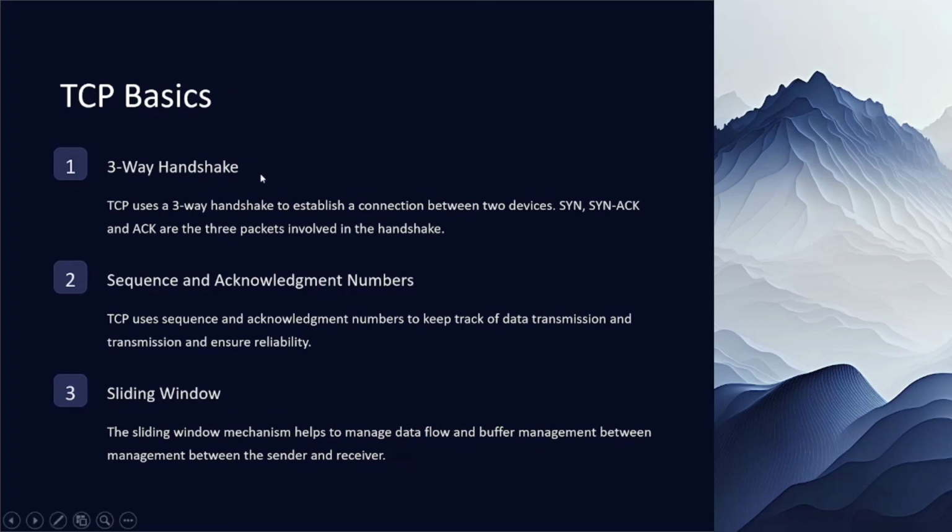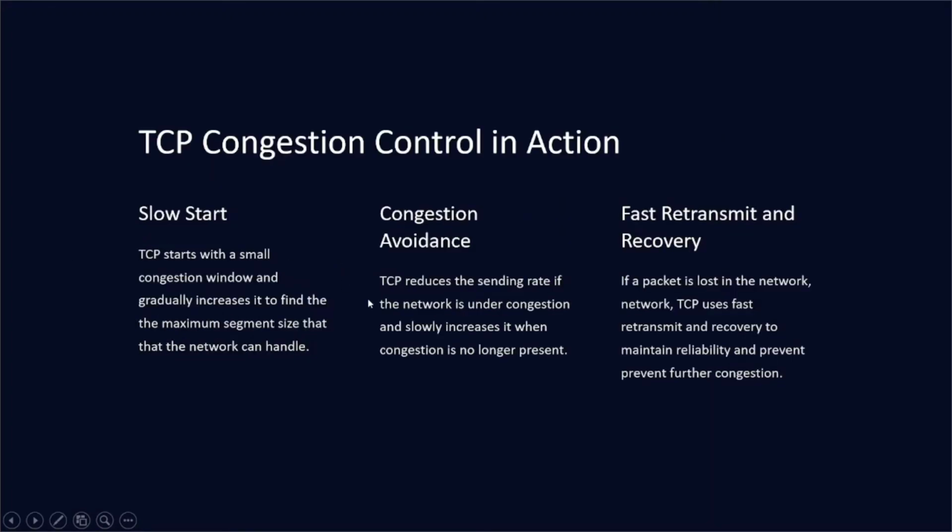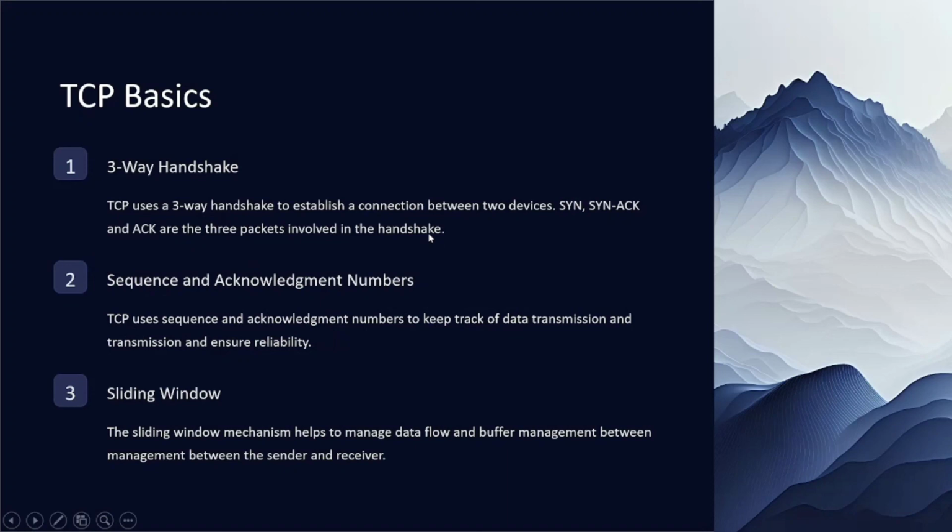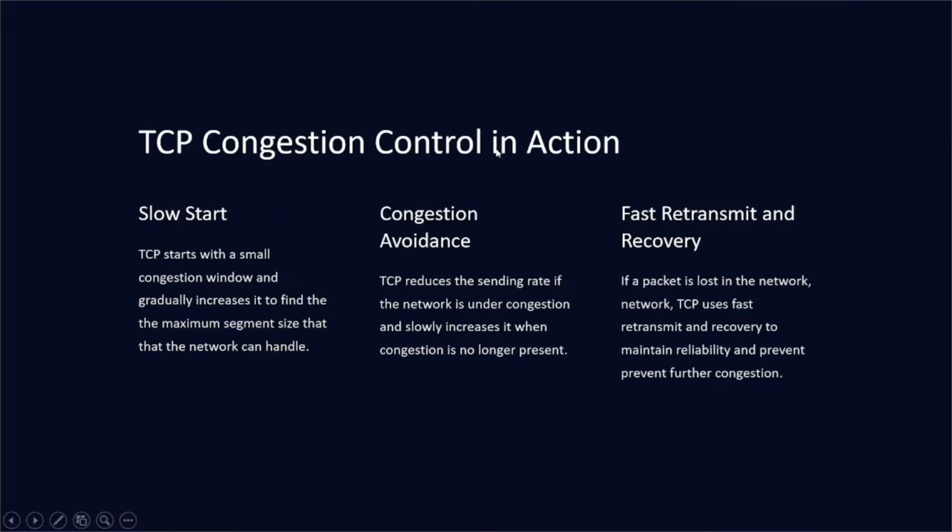That is the three-way handshake: SYN, SYN-ACK, and ACK. These three are called the three-way handshake. Sequence and acknowledgement numbers and the sliding window, we have also covered all these things. TCP congestion control: if any error is present in the data or transfer, we control it using TCP error correction and TCP error detection.